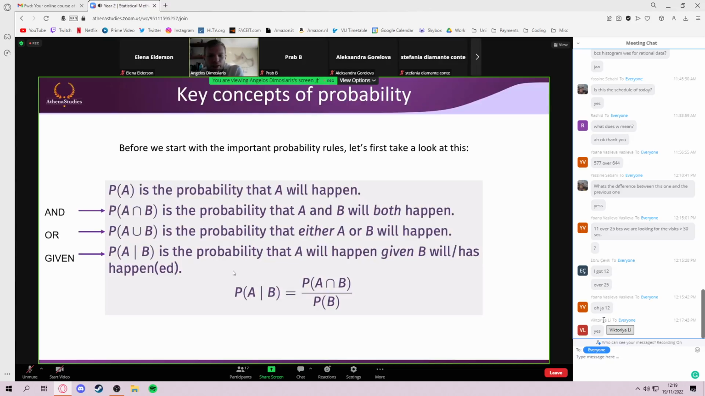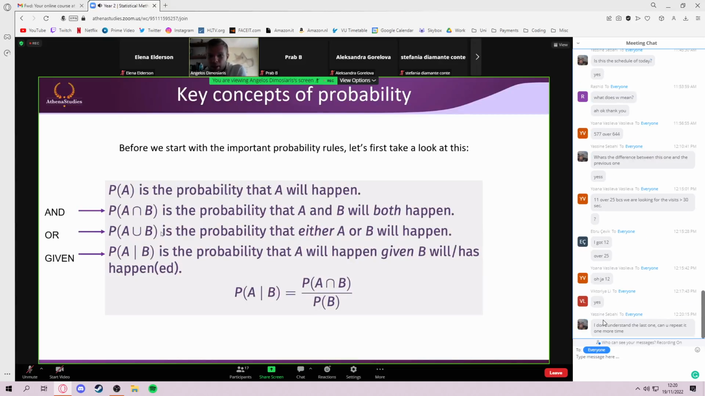And a way to find this probability, the probability of the event A to happen given that B has already happened or will happen, is by this formula, which is the probability that events A and B will happen divided by the probability of the event B to happen. But more on that later. I think the most important part is to familiarize yourself with these symbols.